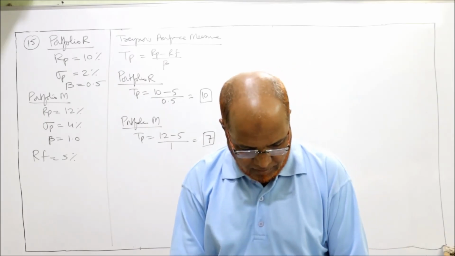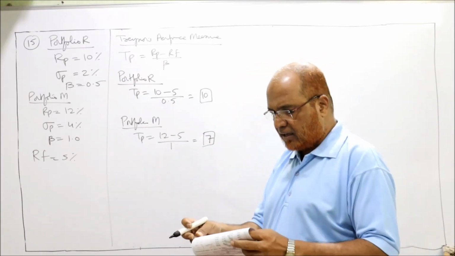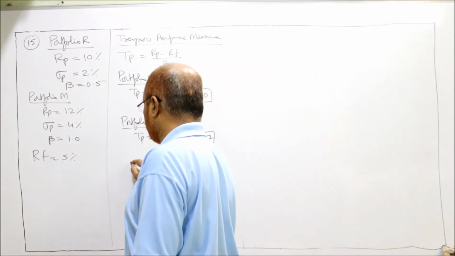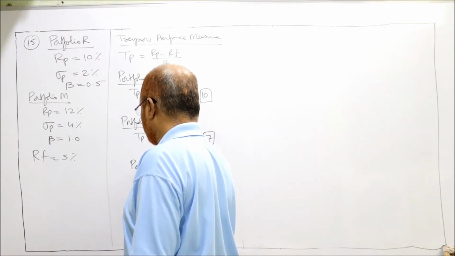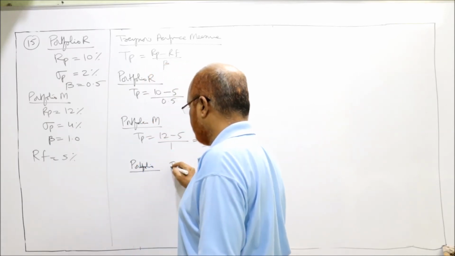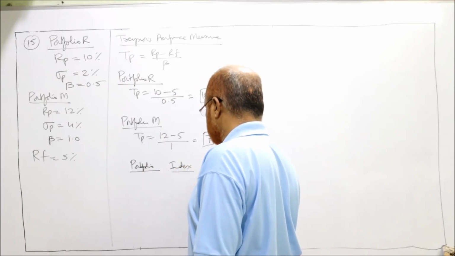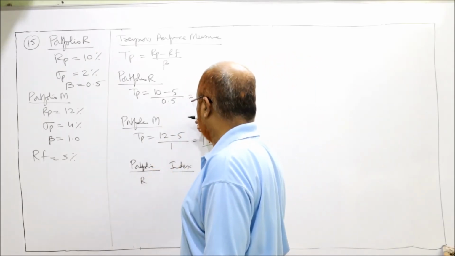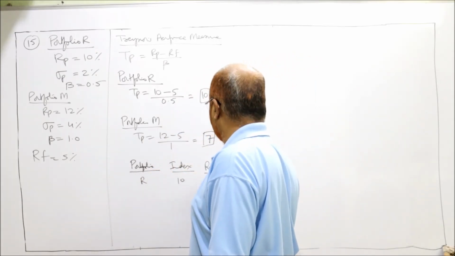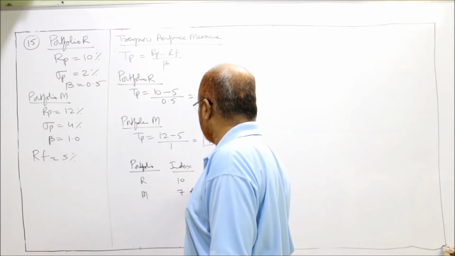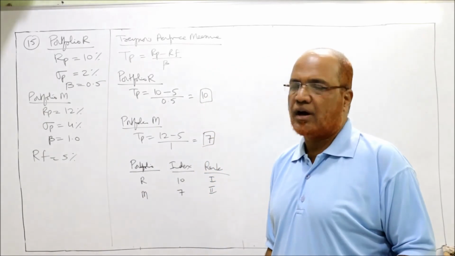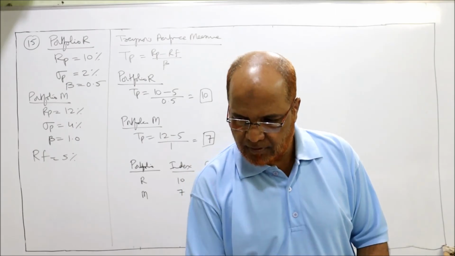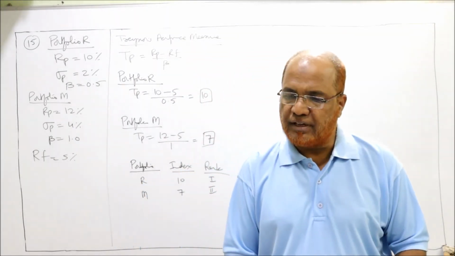Now what it is asking, assuming risk-free rate 5%, rank the portfolio as per Treynor's measure. So rank the portfolio. Portfolio index rank. So first rank, higher portfolios, portfolio R. Portfolio R index is 10, first rank. Portfolio M index is 7, second rank. That's it. R first rank and M second rank. This is the problem number 15th.